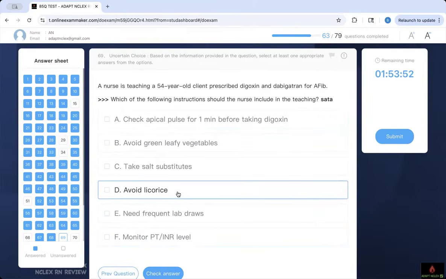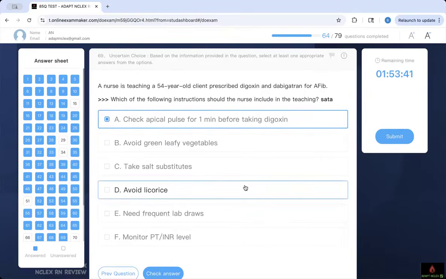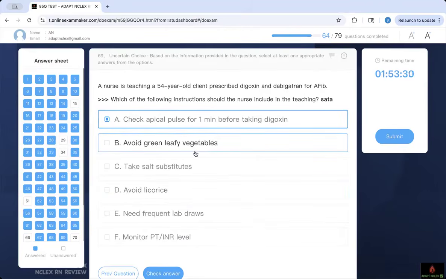Check apical pulse for 1 minute before taking the digoxin. The question says, which of the following instructions should the nurse include in the teaching? This is appropriate. Avoid green leafy vegetables. I did a video on this medication, dabigatran, these factor 10 inhibitors. They don't need any diet changes. Therefore, avoiding green leafy vegetables is bad teaching.